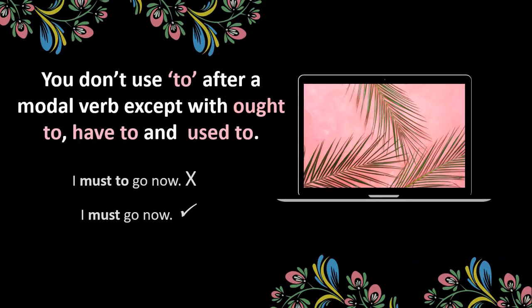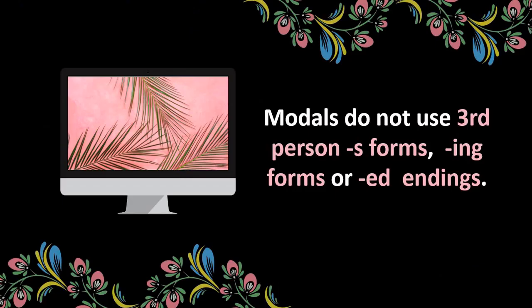You don't use "to" after a modal verb except with ought to, have to, and used to. Let's take an example. "I must to go now." This sentence is totally wrong because we don't use "to", and the second example is right. "I must go now." So don't forget, only the 3 verbs I have mentioned earlier use "to", and it is never used with other modal verbs. Secondly, modals do not take third person s forms, ing forms, or ed endings.